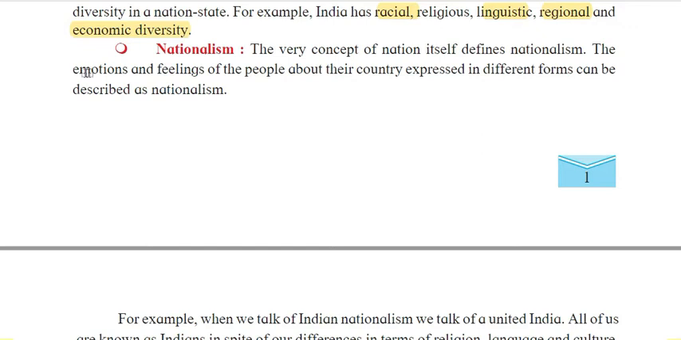Okay, so there are many campaigns in our country like the Swachh Bharat campaign. If we are keeping our territory clean, then it is an act of nationalism. It is an act showing national spirit. Then we have our national anthem. We are giving respect to that national anthem by standing for a few seconds. So that is again an act of nationalism. So nationalism is the emotion and feeling of people about their country, expressed in different forms.